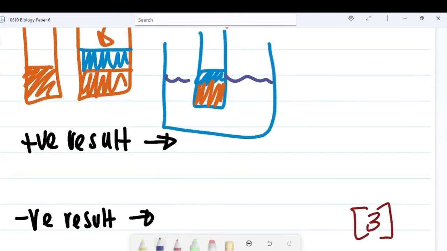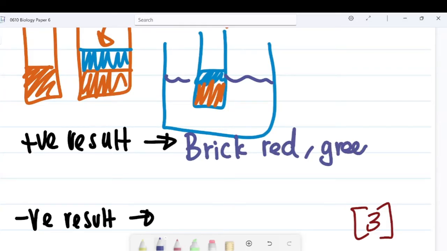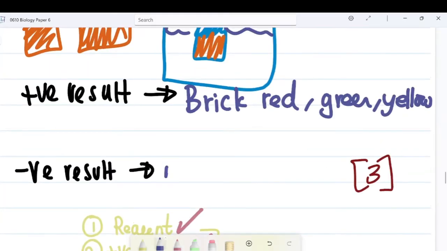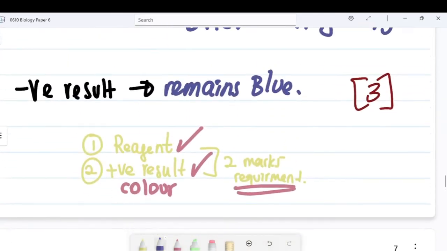The positive result is you're going to get brick red. Now, depending on the concentration, you could get green, yellow, anything but not blue. And your negative result, the color of Benedict is blue, so it just remains blue. So that means no reducing sugar in your sample. And then you get 3 marks.